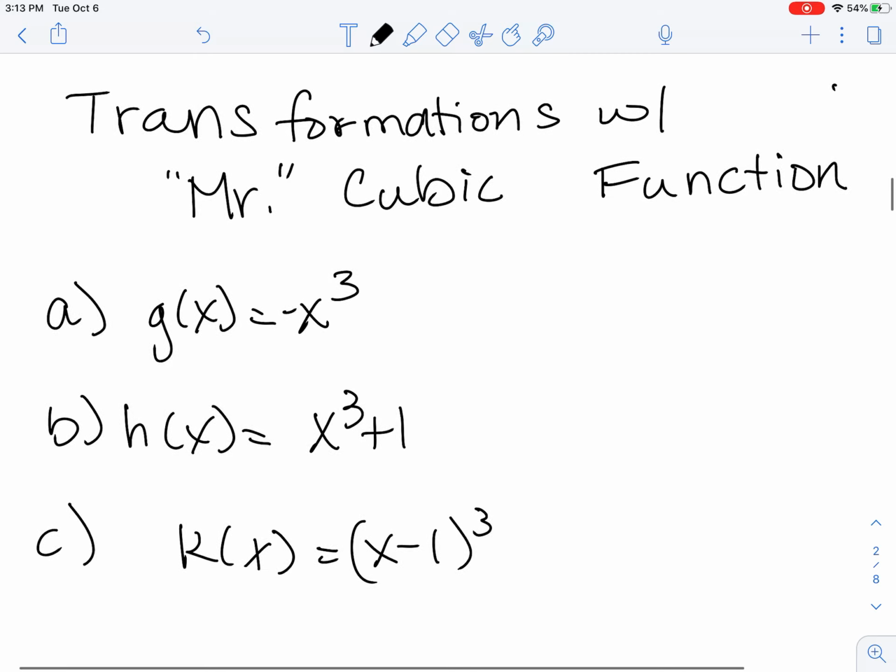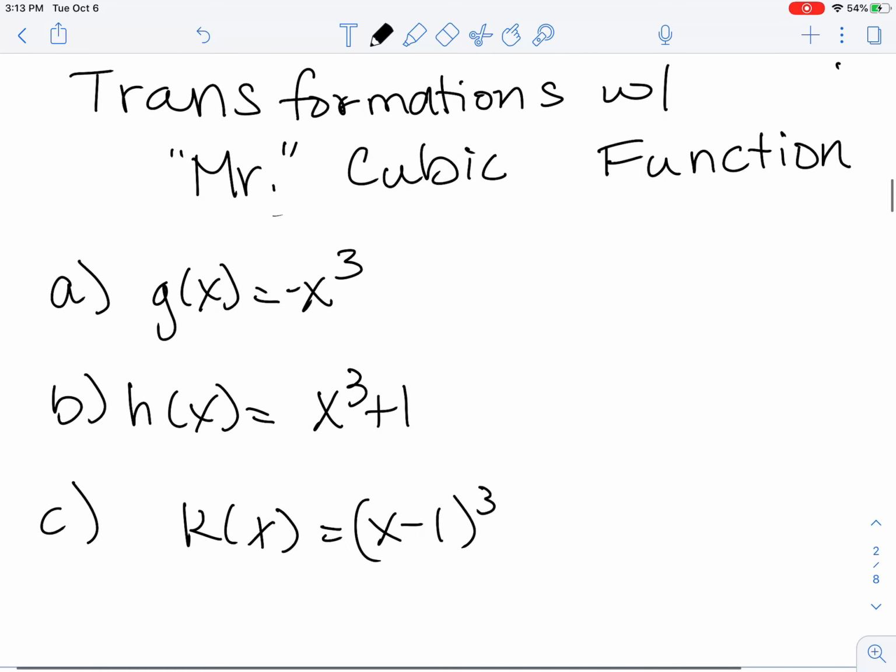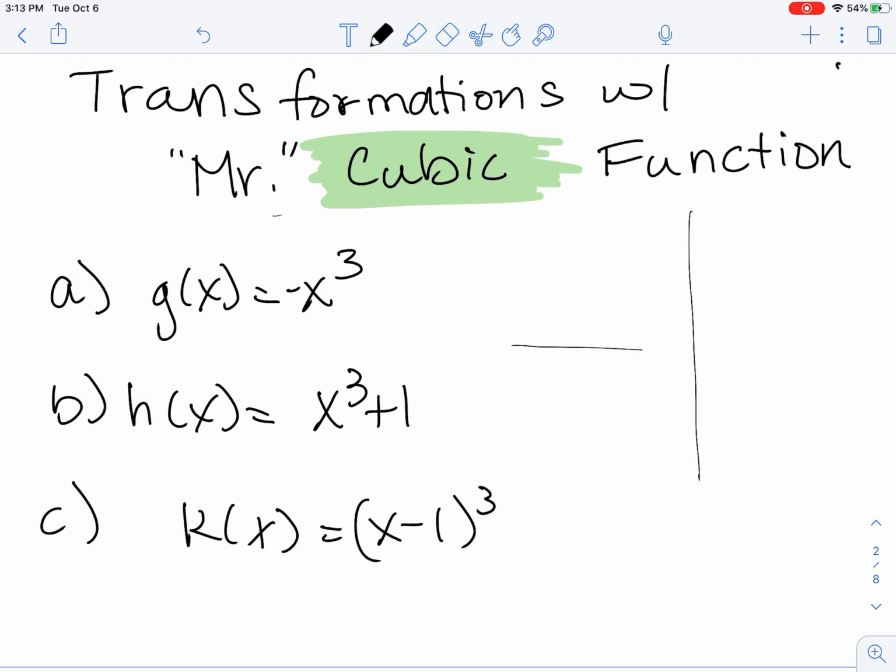So we're going to use what we've learned in our previous functions and apply it for Mr. Cubic function. I'm just having fun. It doesn't have to be a Mr.; it could be a Miss or Mrs., whatever. So looking at this, we know that our cubic function looks like this.